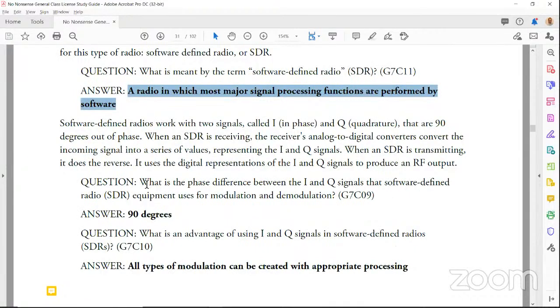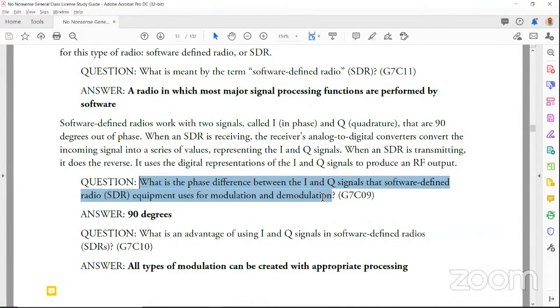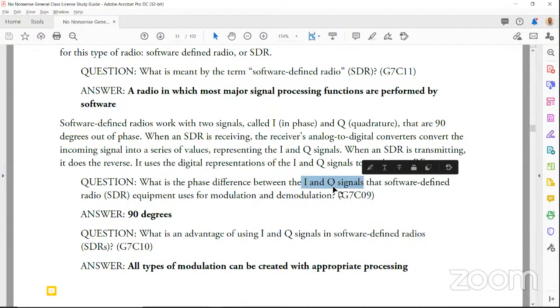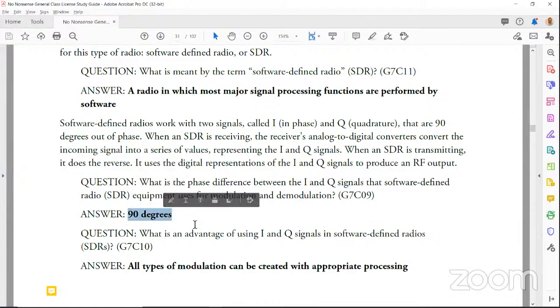Moving right along. Speaking of SDR, what is the phase difference between the I and Q signals that software-defined radio, or SDR, equipment uses for modulation and demodulation? So they're asking us, what is the phase difference between the I and Q signals, the I and the quadrature signals? We learned that it was 90 degrees, 90.